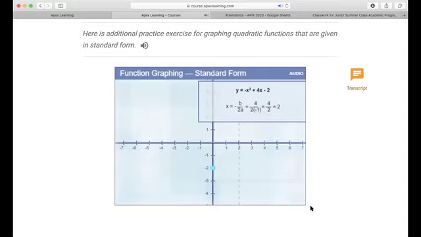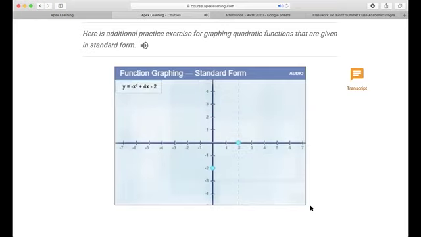Since the vertex is located on the axis of symmetry, you can find the y-coordinate of the vertex by evaluating the function at x equals 2. Doing this shows you that the vertex of the parabola will be located at x equals 2, y equals 2. You now know the axis of symmetry, the vertex, and the y-intercept for the function.